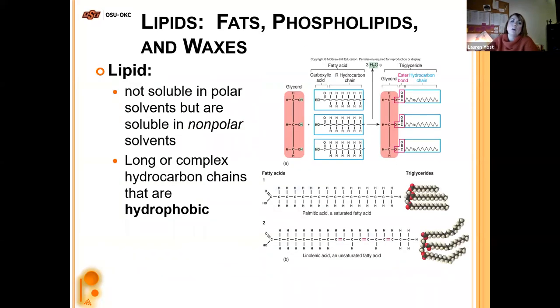Cool. All right, lipids, fats, phospholipids, and waxes. A lipid is not soluble in polar solvents, right? Water is a polar solvent, but you can dissolve lipids in non-polar solvents, like other hydrocarbon type liquids, okay? These are going to have long chains of hydrocarbons, which is hydrogens and carbons, right? They are hydrophobic in those chains. So that's the idea here with the lipids. They have long chains that are hydrophobic. They don't interact well with water. And that's the whole point of their existence. That's why they do what they do, because they don't do well with water.